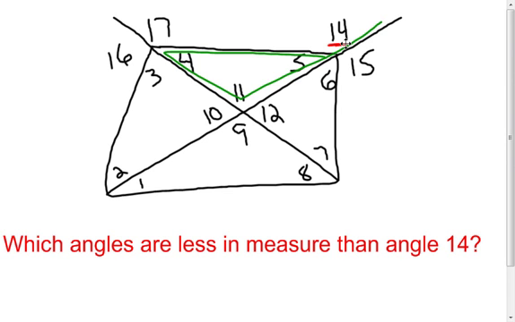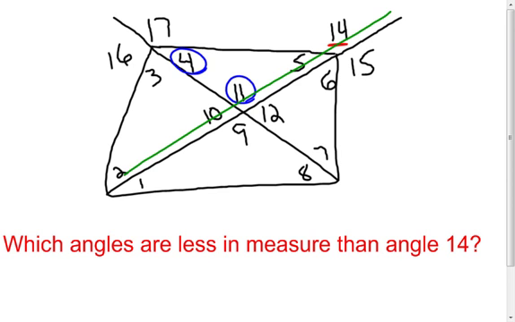If I do that, I'm going to look for remote interior angles of angle 14, because I know those are going to have to be smaller, or less in measure, than the measure of the exterior angle. Angle 11 is a remote interior angle. Therefore, I know it has to be smaller than the measure of angle 14. Angle 4 is also a remote interior angle of exterior angle 14. Therefore, that one has to be smaller. So far I've found two angles that I know have to be smaller in measure than the measure of angle 14.